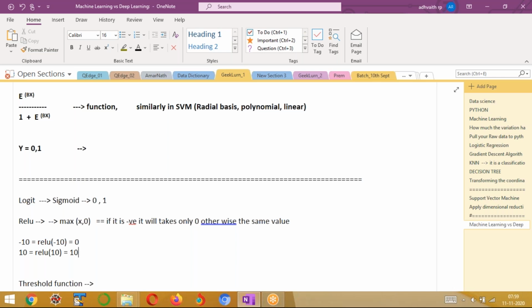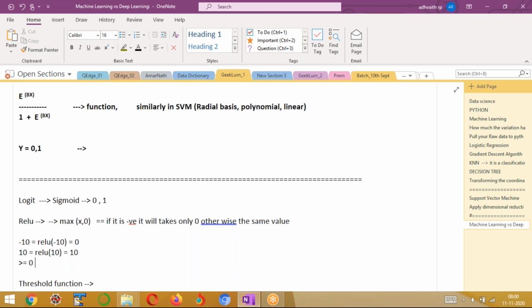That means what? ReLU will do what? The output is always greater than or equal to 0, from 0 up to whatever value you take as input. If your input is 1 lakh, your output should be 1 lakh. If your input is -1 lakh, your output should be what? 0.